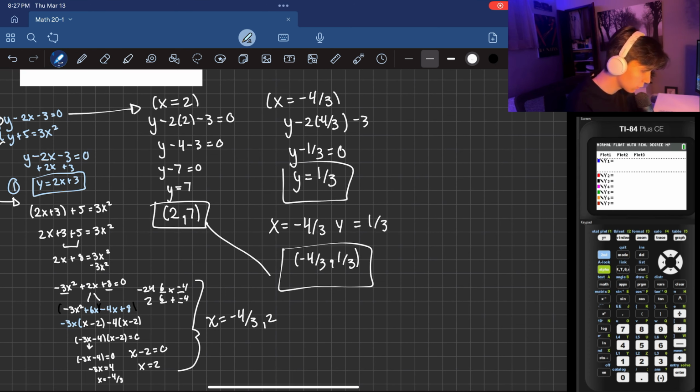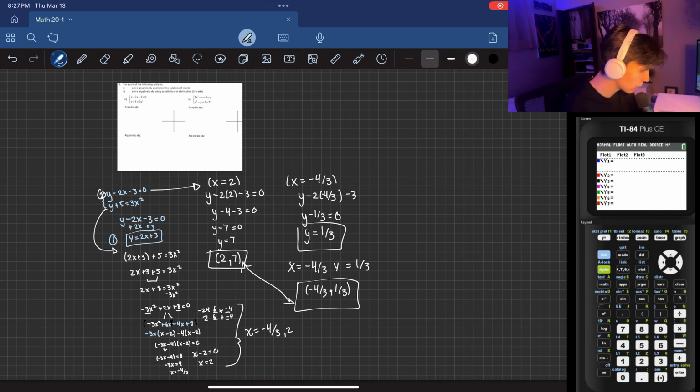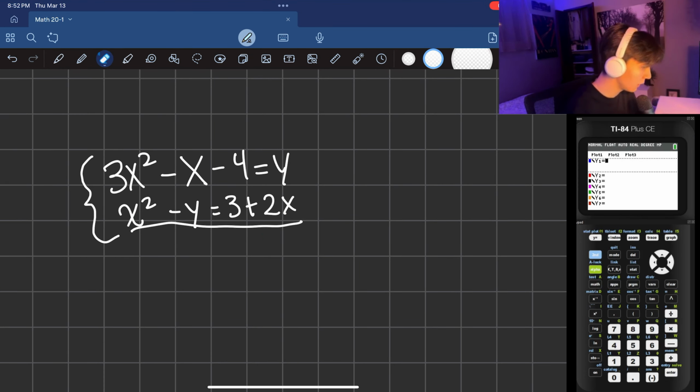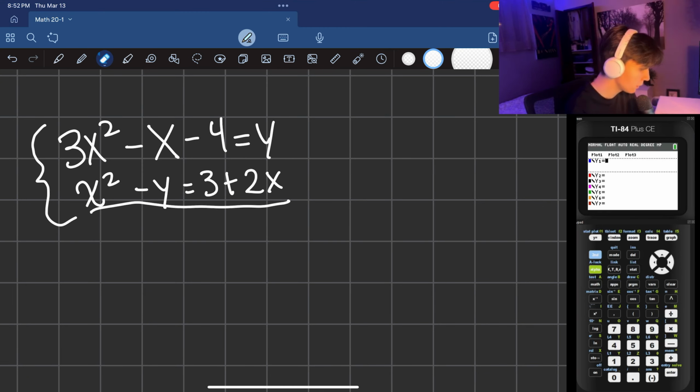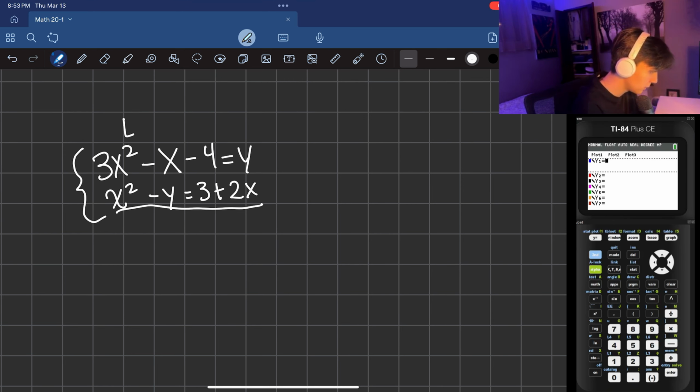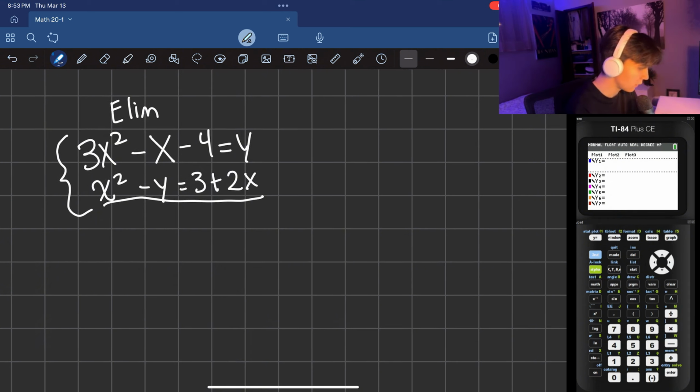So these two solutions are going to be the answer to our equation, and that's how you do it using substitution. Alright, so now we're going to be doing solving by using elimination. So to use elimination, we typically stack up our two equations and then subtract from each other.